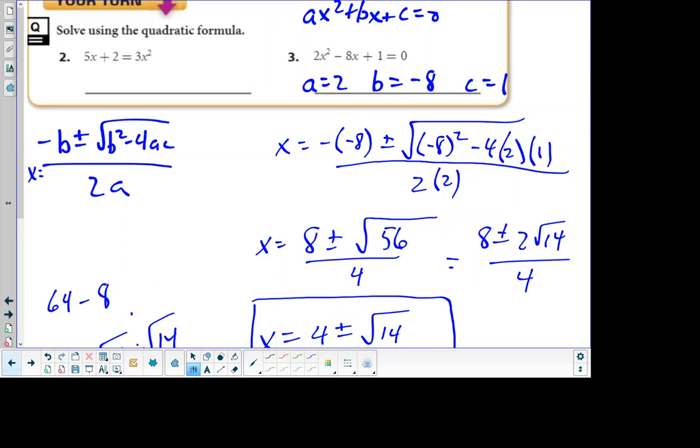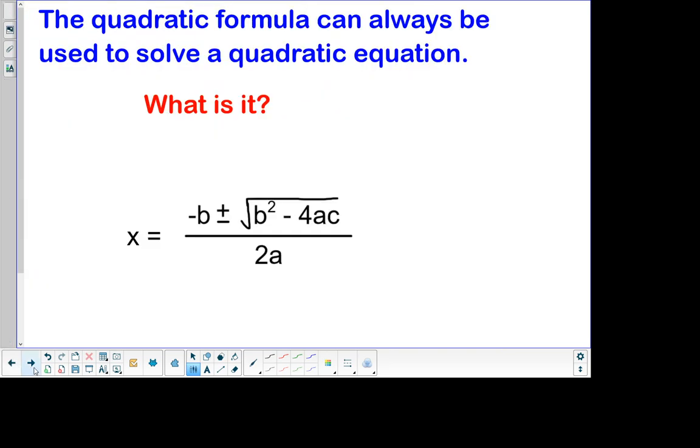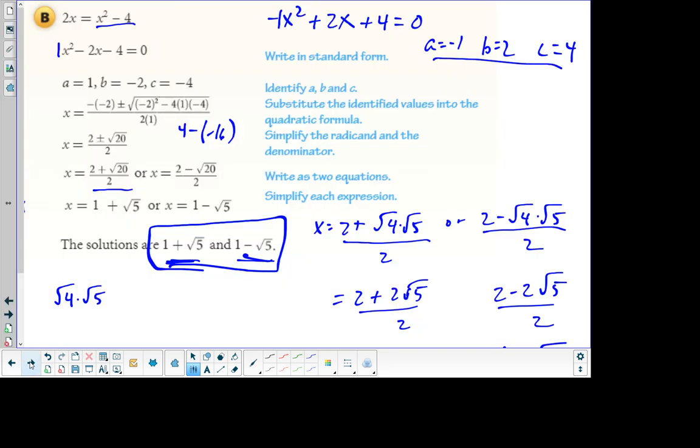So that first one was written in standard form. We'll go back and look at example B, the example B they showed you. What do you notice about this equation? It's not in standard form, is it? So if you have an equation like that, you have to rewrite it. You have to move things around to make it equal to 0. And then once you have it equal to 0, you know your A value is 1, your B value is -2, and your C value is -4.